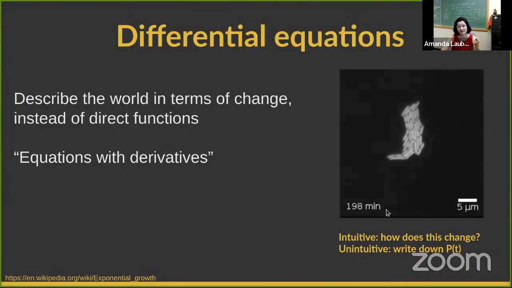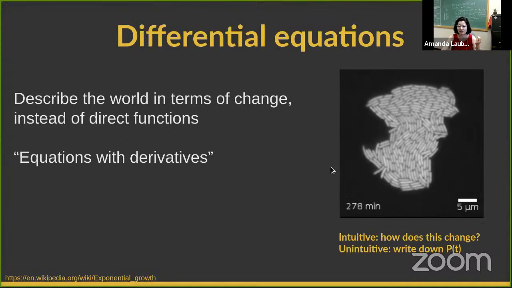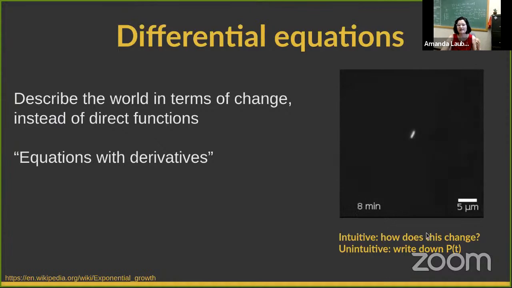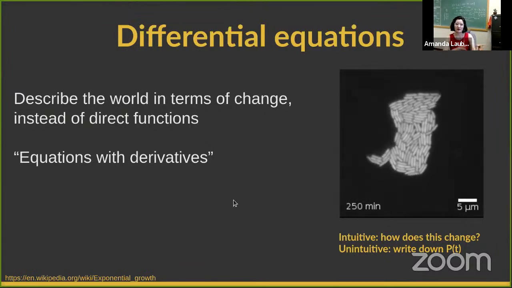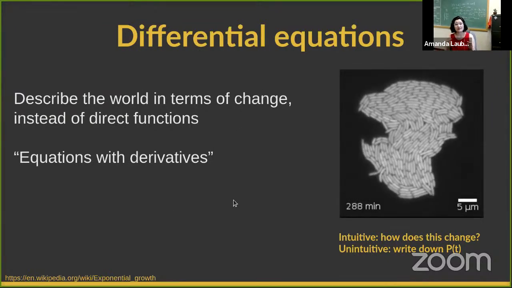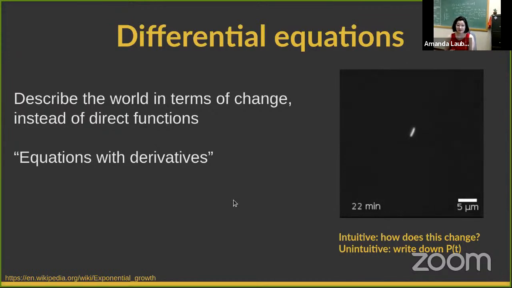coli growing exponentially, it's really intuitive to ask, how is the population changing right now, really quickly? It's less intuitive to say, okay, look at this picture and then come up with a function P of t that does exactly what this population is doing. And at its most basic, a differential equation is just an equation that uses derivatives because it's in terms of change and derivatives represent change.